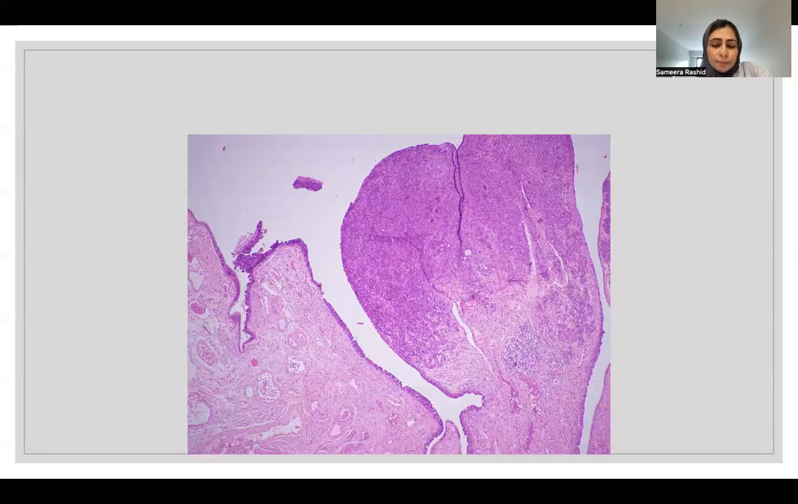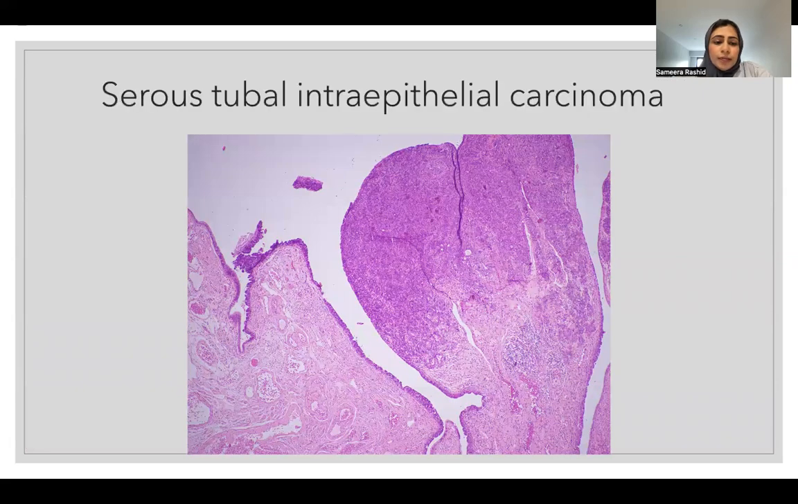This is a nice example. I have here normal fallopian tube epithelium. Here it's becoming atypical, it's becoming so crowded, hyperchromatic, it's getting more blue. And on this side, it looks like it is not just limited to the lining, it's going down. So this is probably an invasive carcinoma.